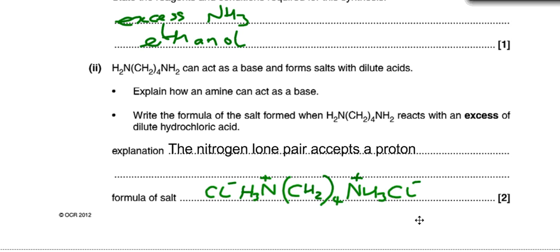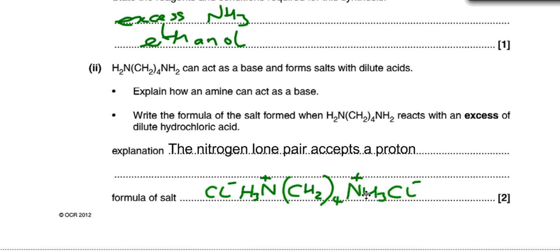So we've got here our two amino groups, if you like, our diamino butane, and it reacts with an excess of dilute hydrochloric acid. So in this second bullet point, it's looking for the formula of the salt. So we've got hydrochloric acid, which is HCl, and it's an acid, so our base, as we've said, accepts a proton, so we've got our NH3+.